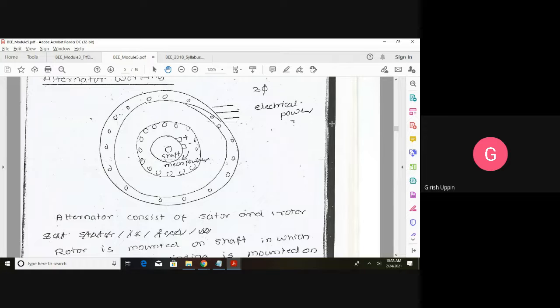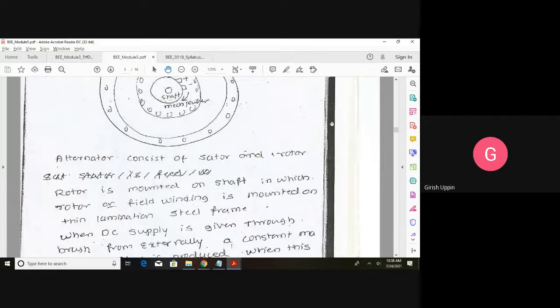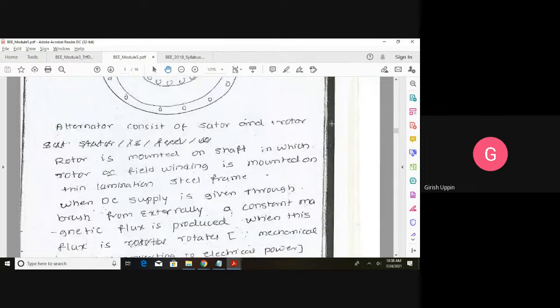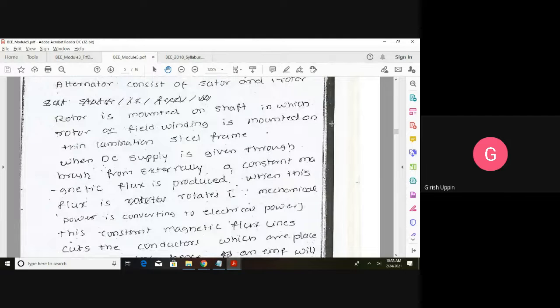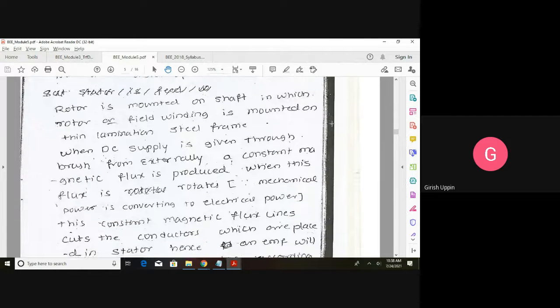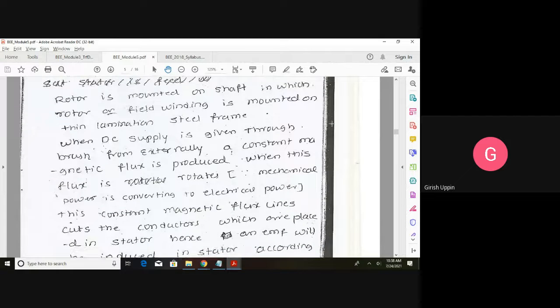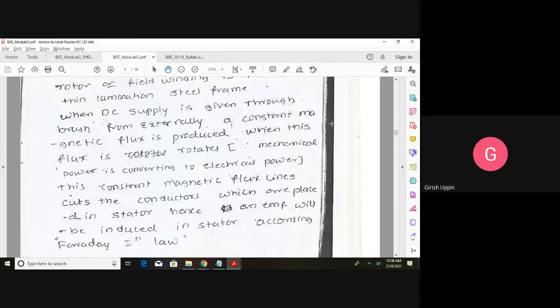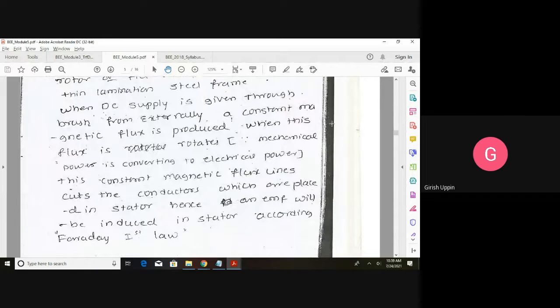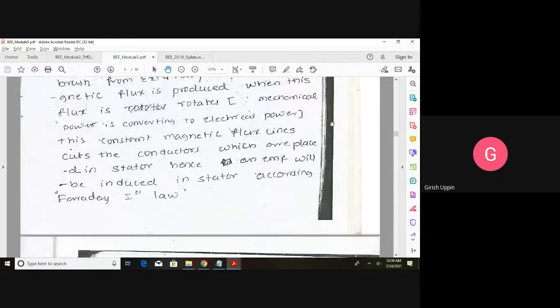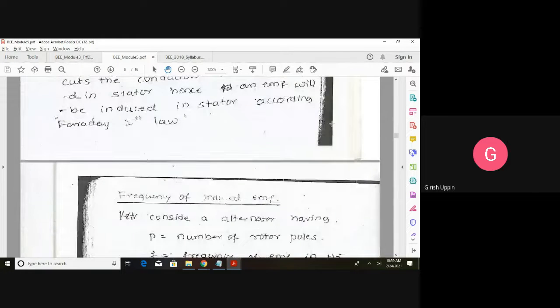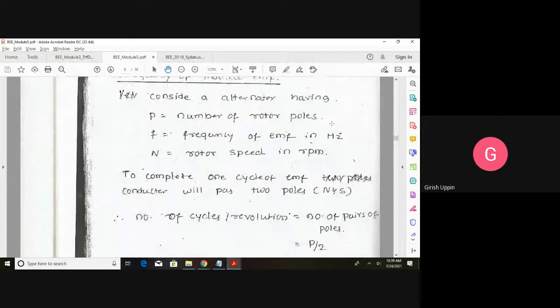Alternator consists of a stator and a rotor. The rotor is mounted on the shaft, in which the rotor or field winding is mounted on a thin lamination steel frame. When DC supply is given through the brush from outside, a constant magnetic flux is produced. When this flux rotates using mechanical power, this constant magnetic flux line cuts the conductors in the stator, that is the armature winding. Hence, EMF will be induced in those armature windings as per Faraday's first law. So that is the working principle of operation.